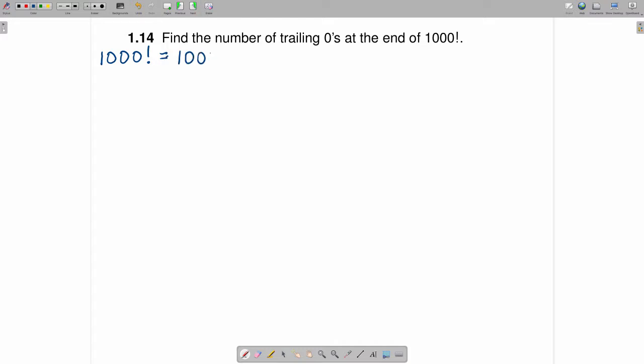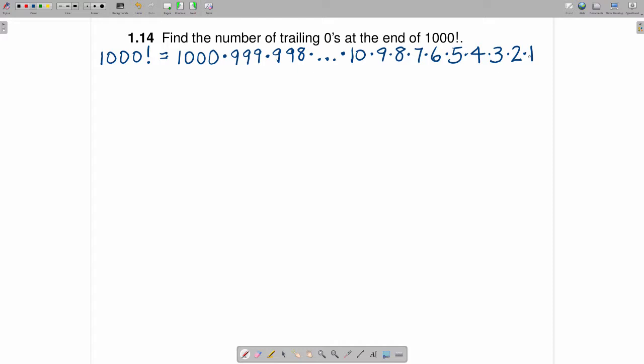1,000 multiplied by 999 times 998 times 997, and this goes on until you get down towards the bottom. 10 times 9 times 8 times 7 times 6, 5, 4, 3, 2, and 1.